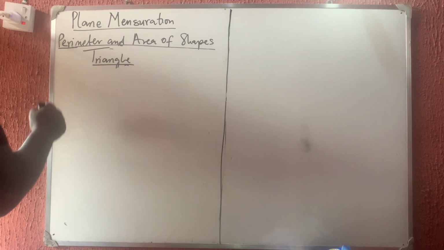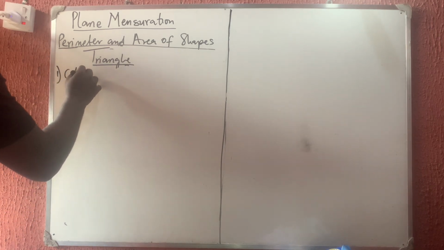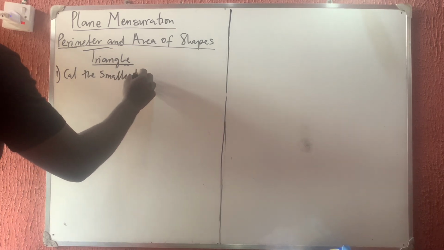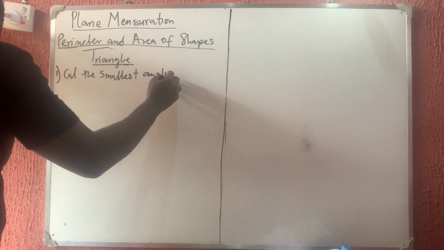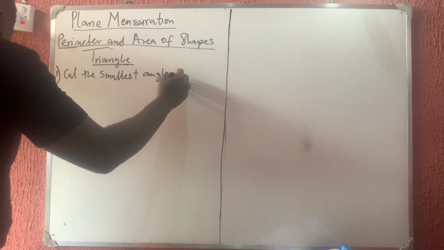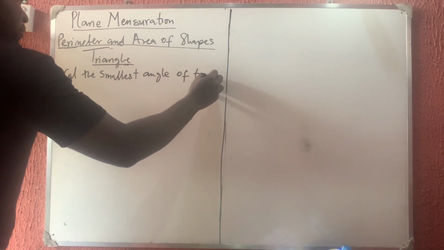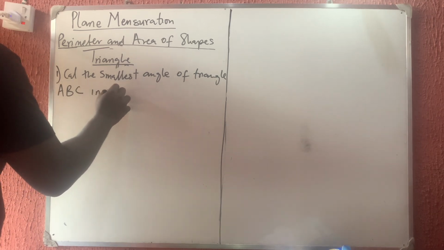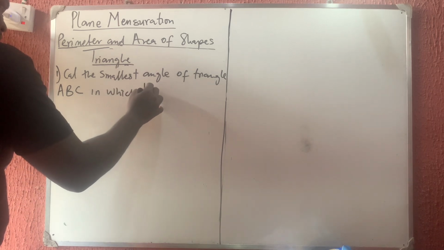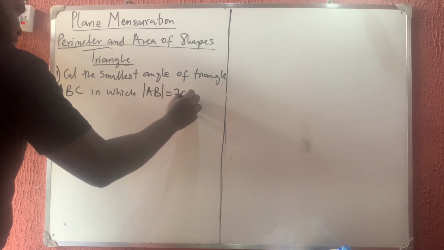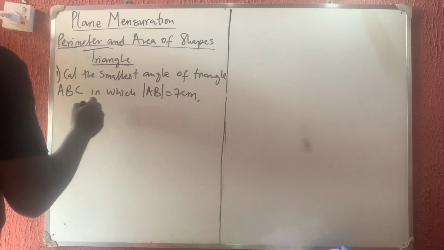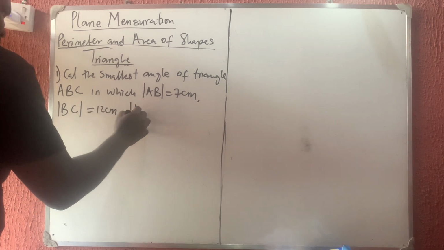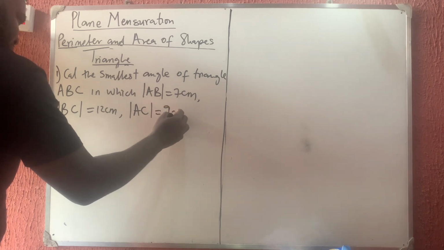Okay. So they say calculate the first question. Say calculate the smallest angle of triangle ABC in which line AB is equal to 7 cm, comma, line BC is equal to 12 cm, comma, line AC is equal to 9 cm.